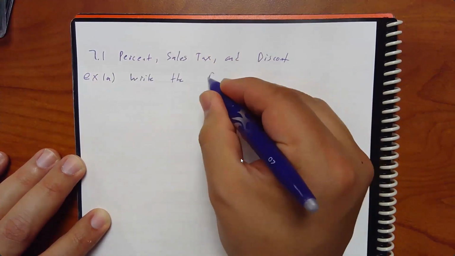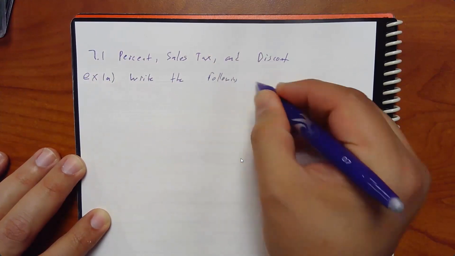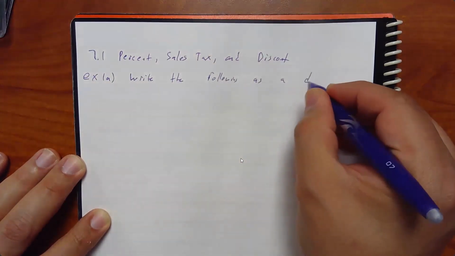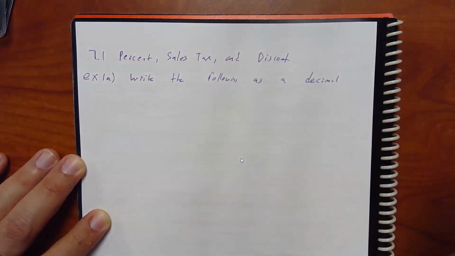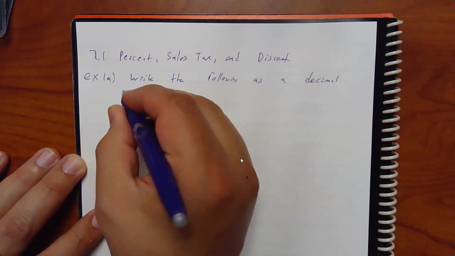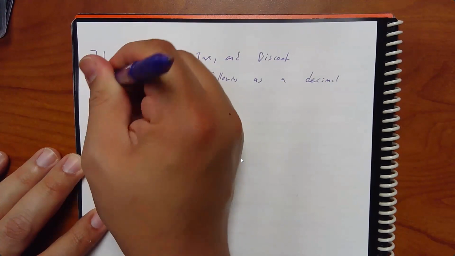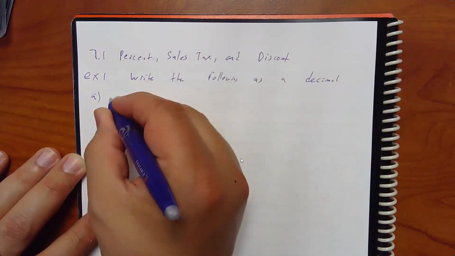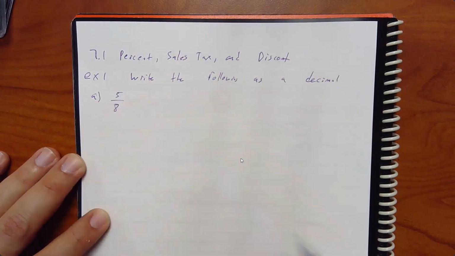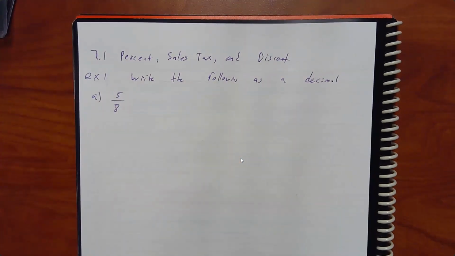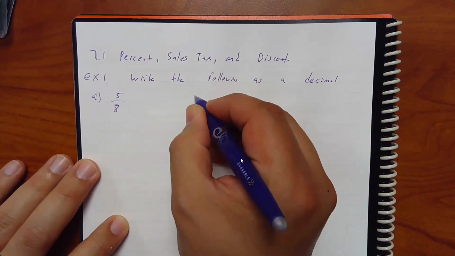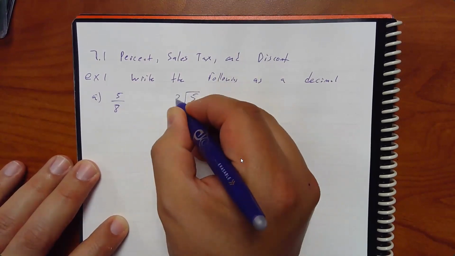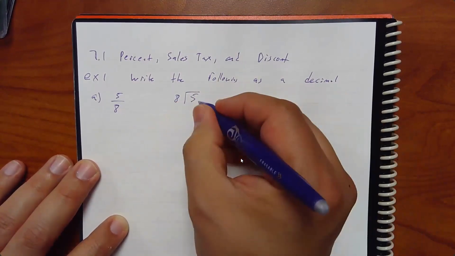Write the following as a decimal. So part A is 5/8. All you've got to do is use long division. So do 5 divided by 8. Put your decimal.